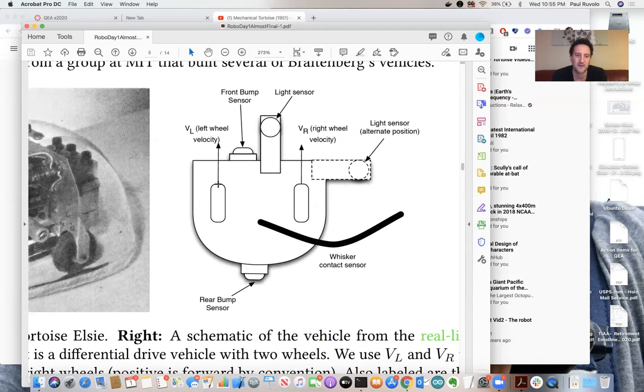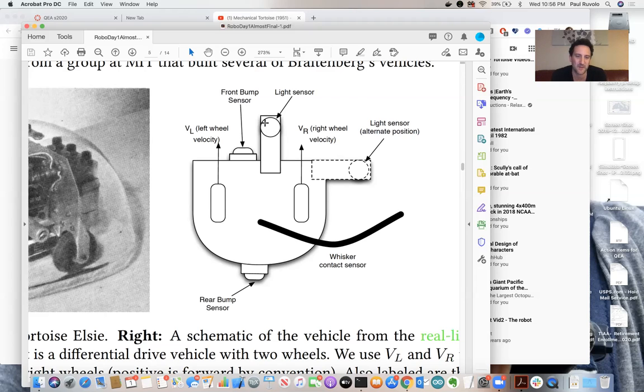It's going to have what's called differential drive. So we're going to have two wheels, a left wheel and a right wheel. We can imagine commanding the velocities of each of the wheels. For simplification, we'll think of it as sending a velocity signal, and the robot will take care of achieving that velocity. We're also going to add a bump sensor, one on the front, one on the back. And there's going to be a light sensor that you'll see in a couple of the videos.